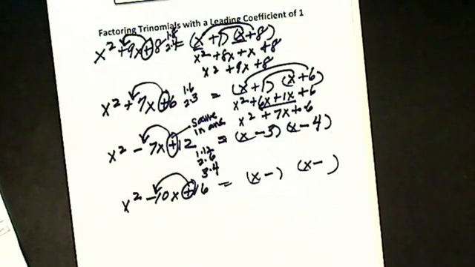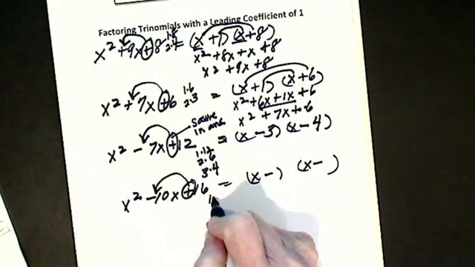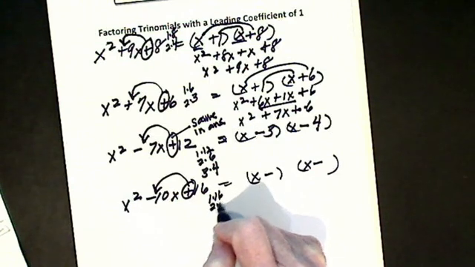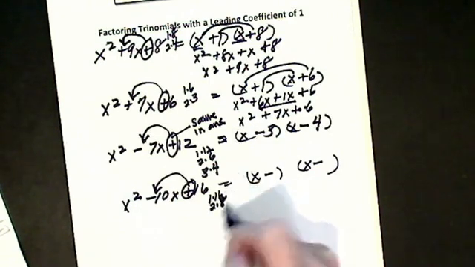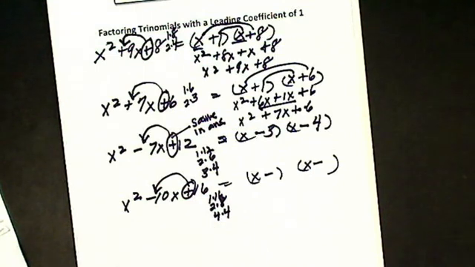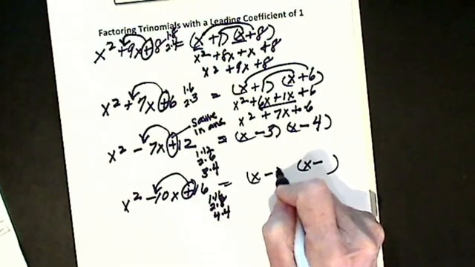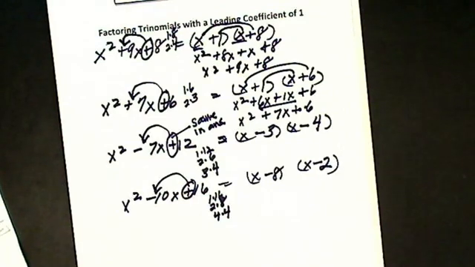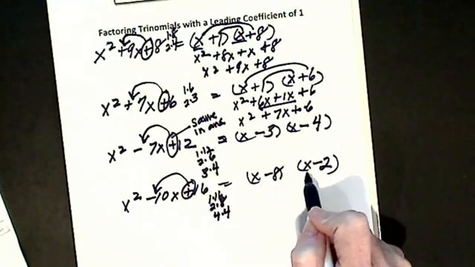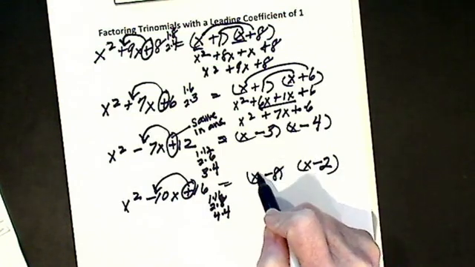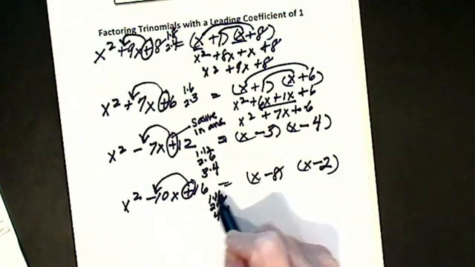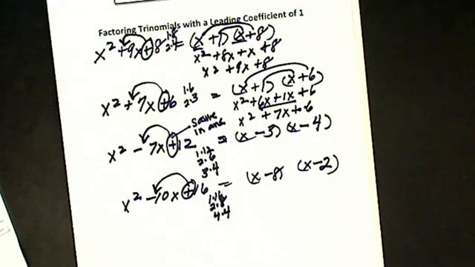I write down my factors of 16. I've got 1 times 16, 2 times 8, 4 times 4. So now I go, which pair, if I add or subtract, do I get a 10? It's got to be 8 and 2. And if I check by FOIL, x times x is x squared. Minus 2x minus 8x will give me minus 10x. I get plus 16. Perfect.